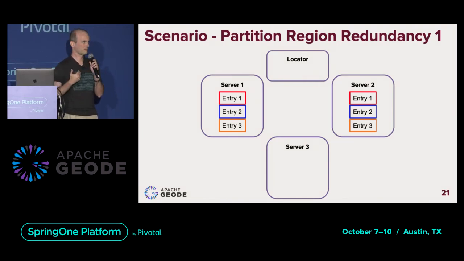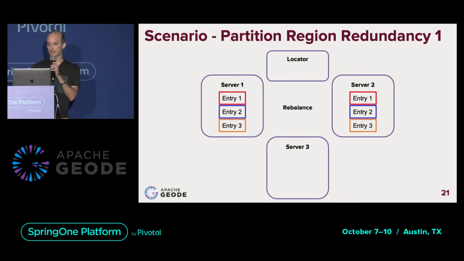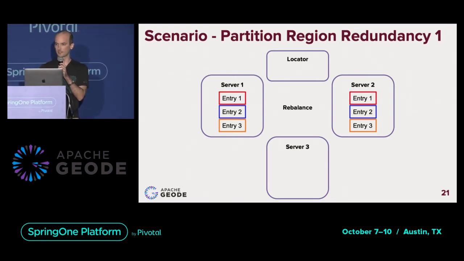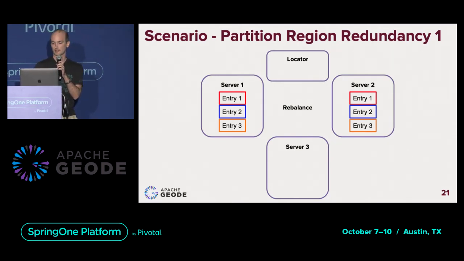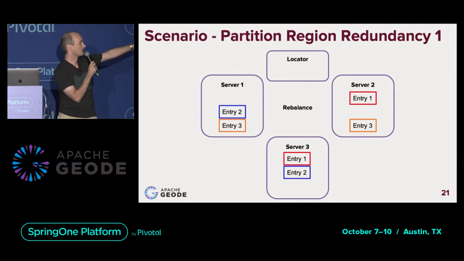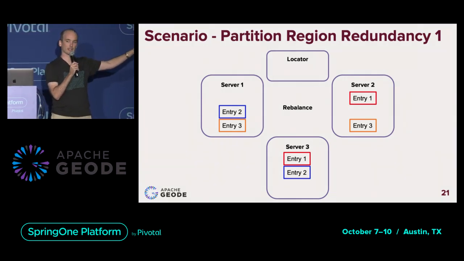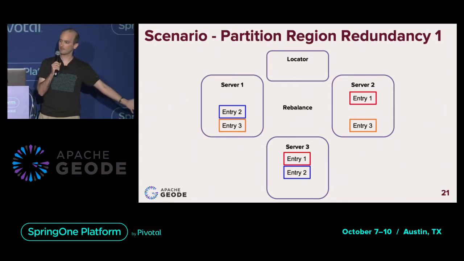And to reorganize the entries, we'll rebalance. So we tell it to rebalance these, which means some of our entries are going to shuffle where they're currently located. So they move around. In this one, I kind of arbitrarily picked entry 1 and 2, and now you can see each server has 2 entries, and our 2 copies are distributed evenly between this.